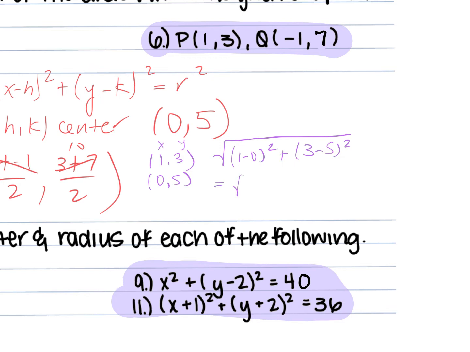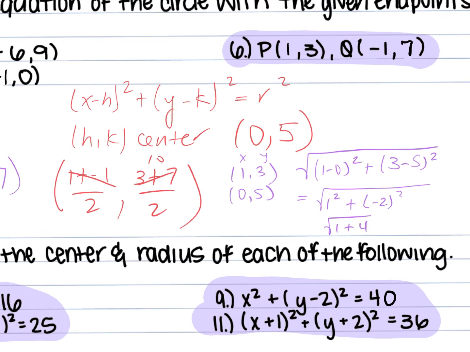Everybody with me? What's 1 minus 0? 1. So 1 squared. Plus, what's 3 minus 5? Negative 2. So I'm left here with 1 plus negative 2 squared, which is 4 plus 1, 5. I have my radius is the square root of 5.